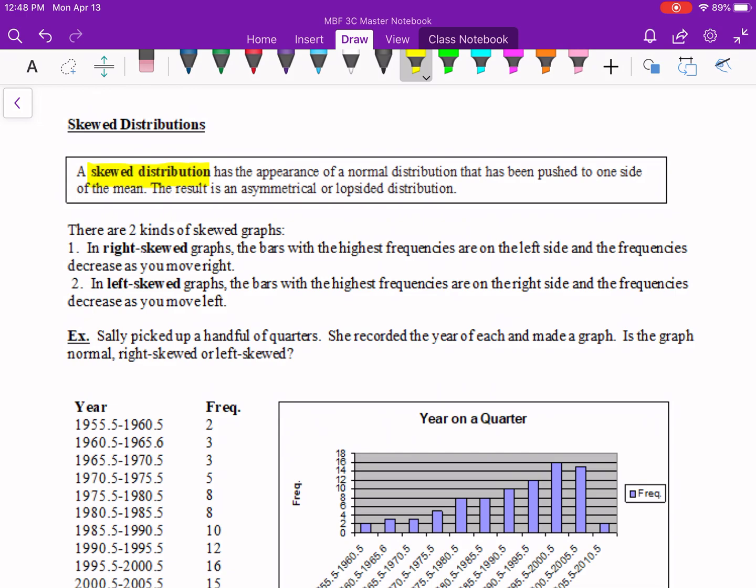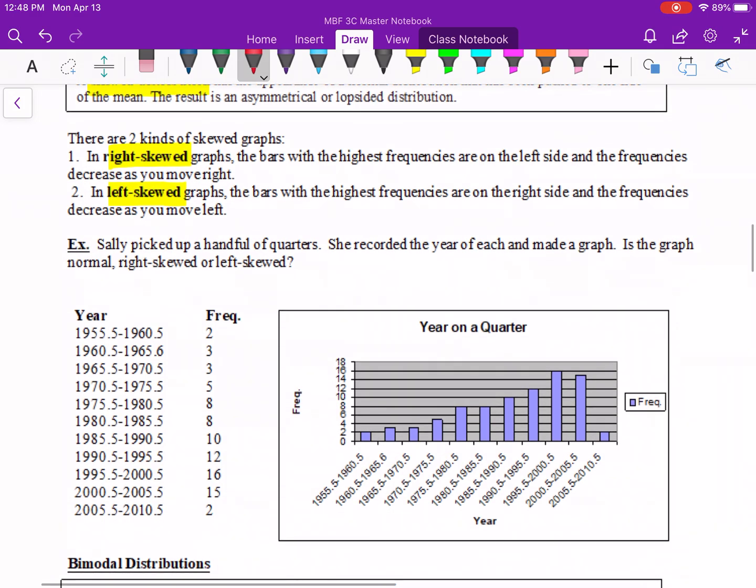Two kinds of skewed graphs. Well, it can be lopsided either way. It can either be right skewed or it can be left skewed. So in other words, it's just lopsided to the right or lopsided to the left. Think about which side the tail is on. So the right skewed graphs have the highest frequency on the left, and they decrease as you move right. So again, imagine it's got a tail.